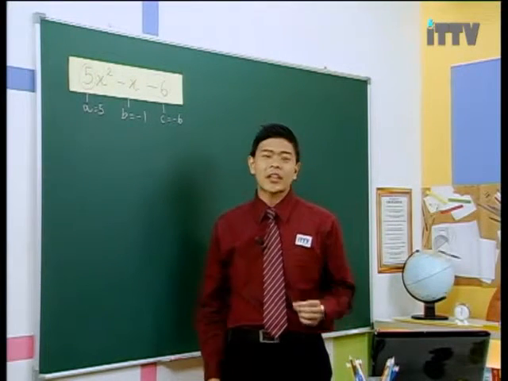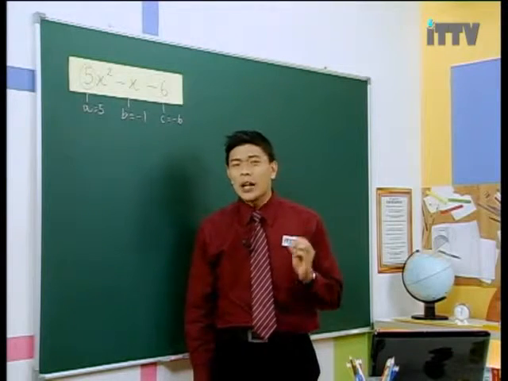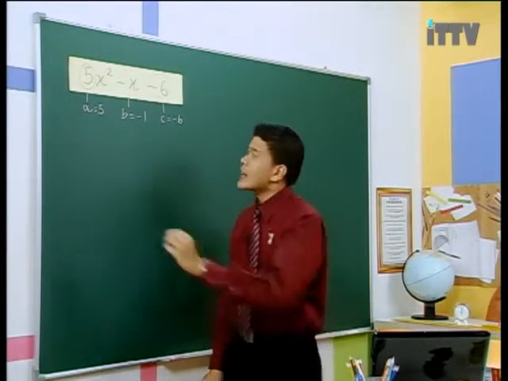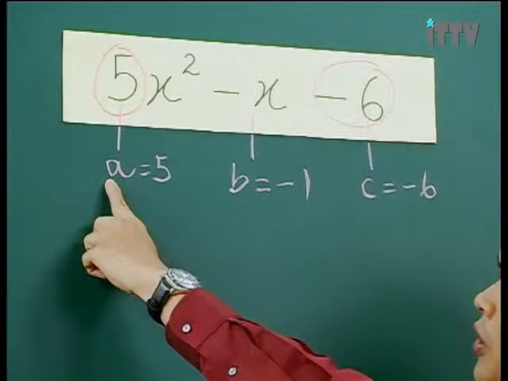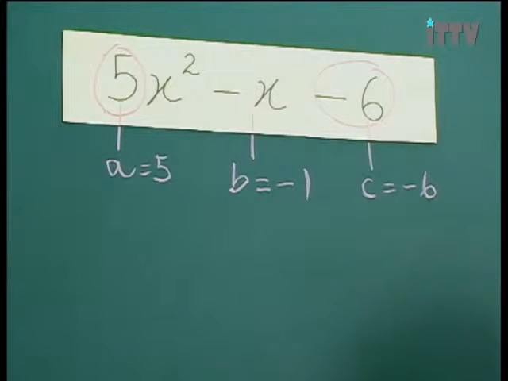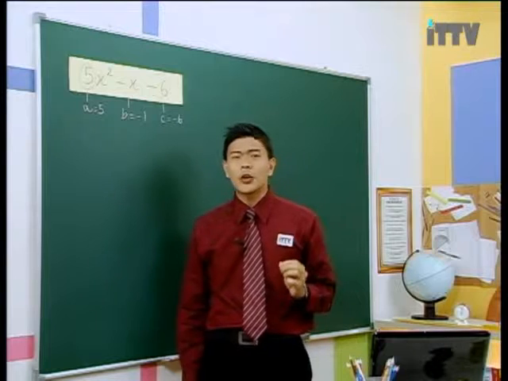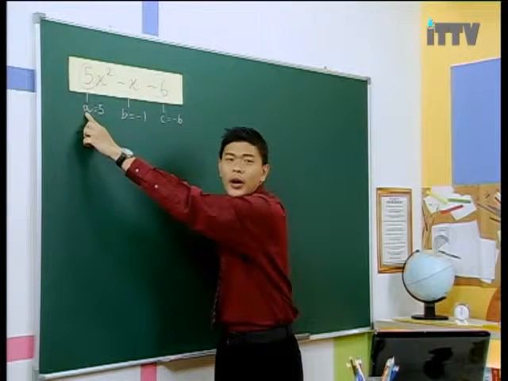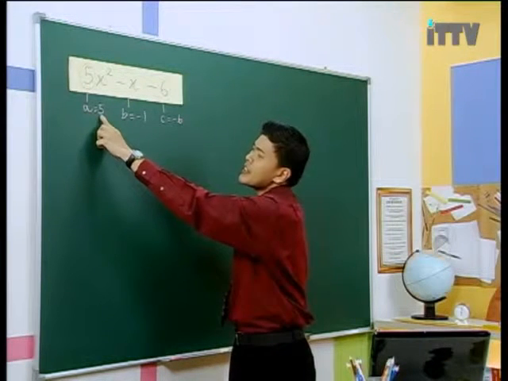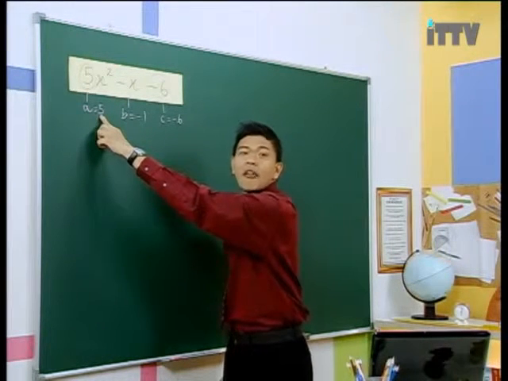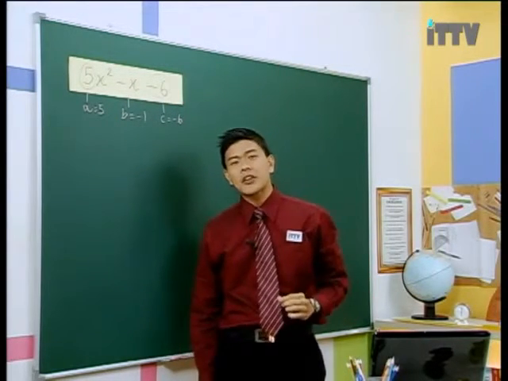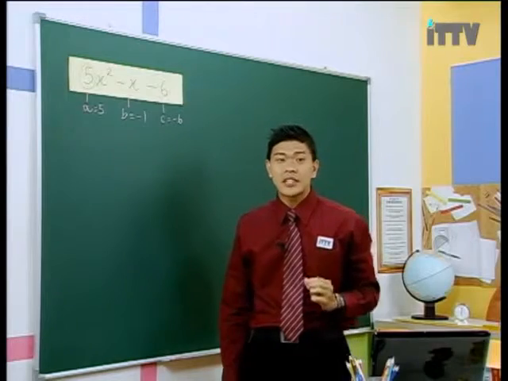How do you factorize this quadratic expression? It belongs to case 2. If you remember, in case 1, the constant a of the quadratic expression is 1. But today we are looking at quadratic expressions where the constant a is not 1, and in this example it is 5. So this whole quadratic expression needs to be factorized by using the 5-step method.